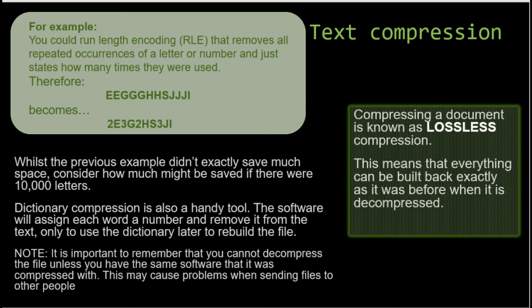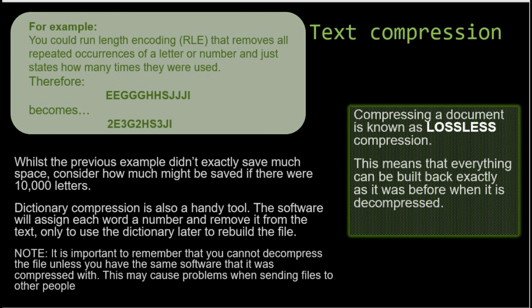Now, admittedly, that doesn't save much space, but if you've got lots and lots of letters, then it really would make a difference. So that's called RLE, run length encoding. Another one is dictionary compression, and it assigns particular symbols or letters, numbers, whatever, to a word and removes it from the text, and then uses that dictionary later on to build the file back up again. Now we'll be playing around with that in the next lesson.